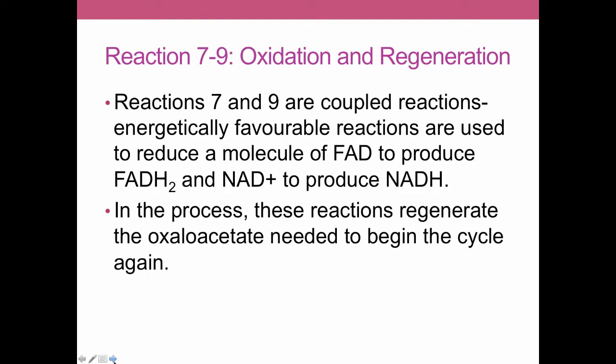Reactions 7 to 9 involve 2 more oxidation reactions and the regeneration of that initial oxaloacetate that's required to start the cycle. So reactions 7 and 9 are coupled reactions. And what that means is that an energetically favorable reaction is used to pull forward a reaction that's maybe not quite as energetically favorable. And in the process, we reduce a molecule of FAD to FADH2 and NAD plus to make another molecule of NADH.